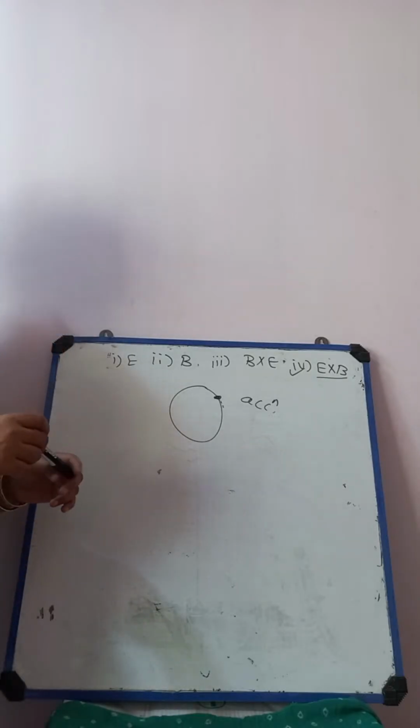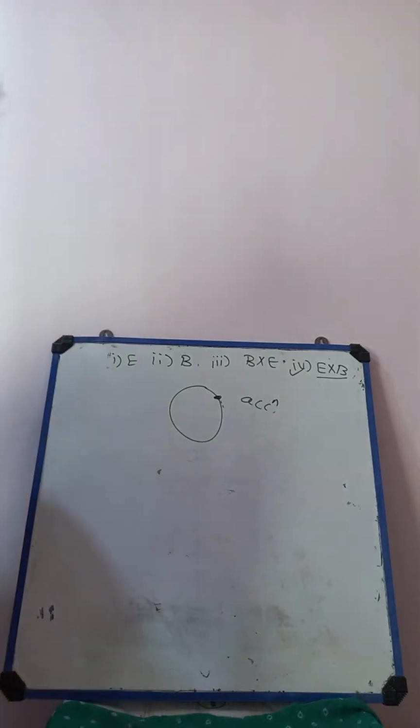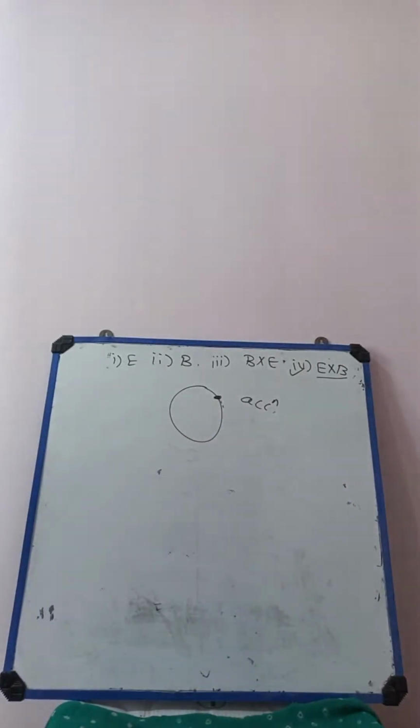That is, both are responsible. Option B and option C both are responsible. That's why you can choose option D, the last option.